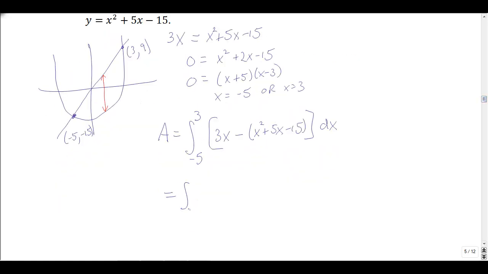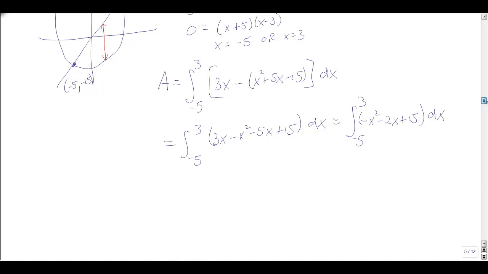So I'm going to get an integral from -5 to 3 of 3x minus x squared minus 5x plus 15. The negative distributes. I can combine the 3x and the -5x. So I get an integral from -5 to 3 of negative x squared minus 2x plus 15. One thing to keep in mind here is I should be getting a positive answer because it's an area. It concerns me a little bit, these negatives, but I have the positive, so maybe it'll work out okay.